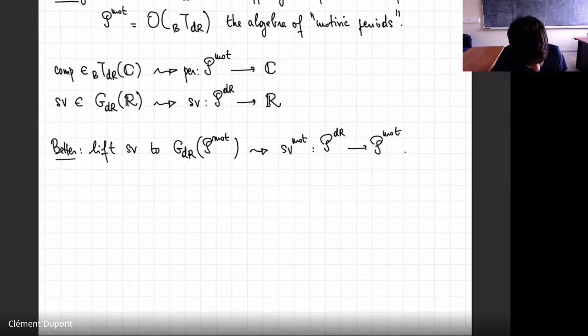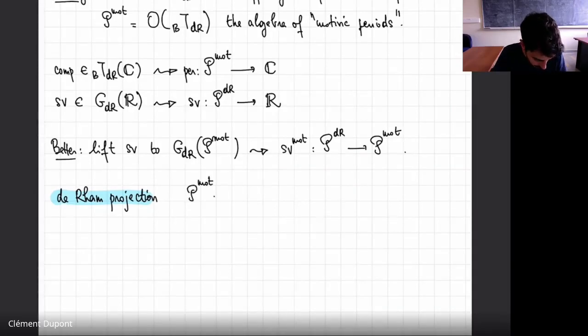And some other thing that you can do is go the other way. There's also, in some cases, natural maps in the other direction. Let me just write something imprecise. So this is called the Durand projection. It's a map that's not defined on all of PMod. So let me just write it like this. It's a map from PMod to PDRAM, but it's not defined on the whole of PMod.